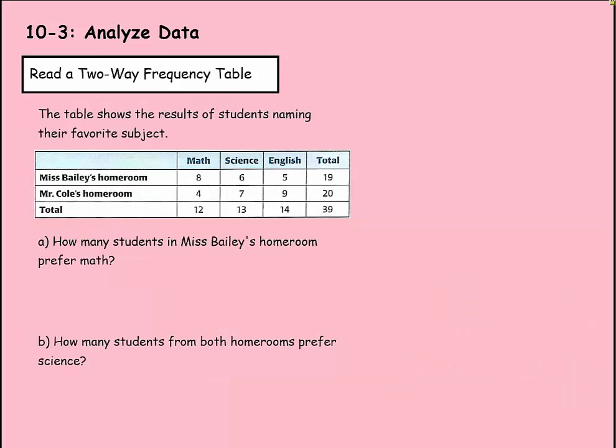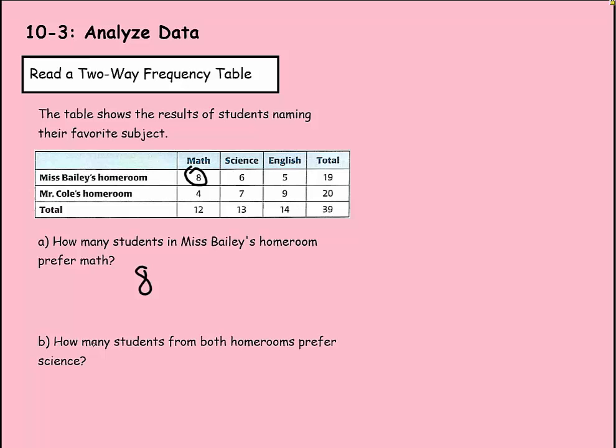So now let's read a two-way frequency table. It says the table shows the results of students naming their favorite subject. So we have the subjects of math, science, English, and we have Miss Bailey's homeroom and Mr. Cole's homeroom. It asks us the question, how many students in Miss Bailey's homeroom prefer math? So first we start in Miss Bailey's homeroom, and we go to the category for math. This is where it meets right here. So that would be 8 students.